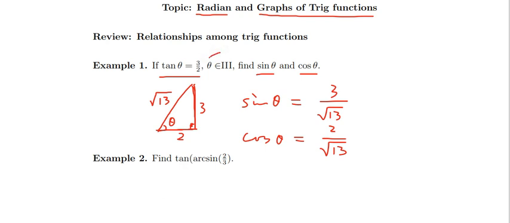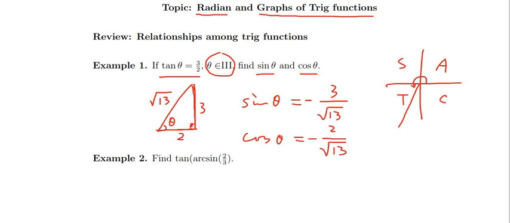So we say this angle is in the third quadrant. For the third quadrant, we use this: All Students Take Calculus. So the angle is here, in the third quadrant, like those angles, right? Okay, so for such an angle in the third quadrant, we know sine and cosine, both of them are negative. Only tangent is positive, right? So the answer is sine equals negative 3 over radical 13, and cosine equals this.